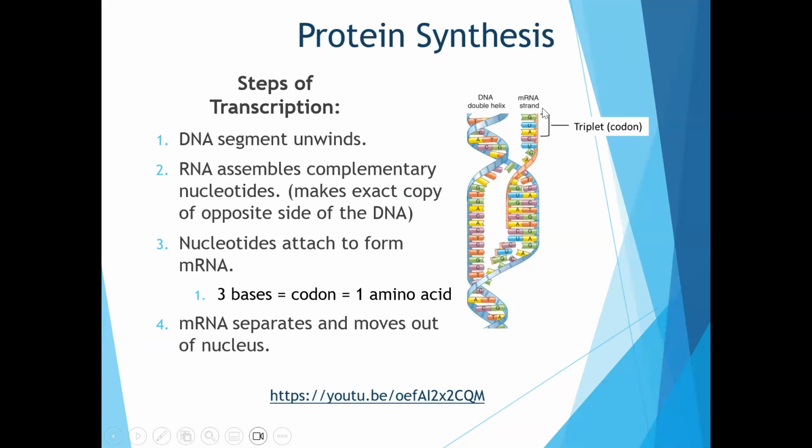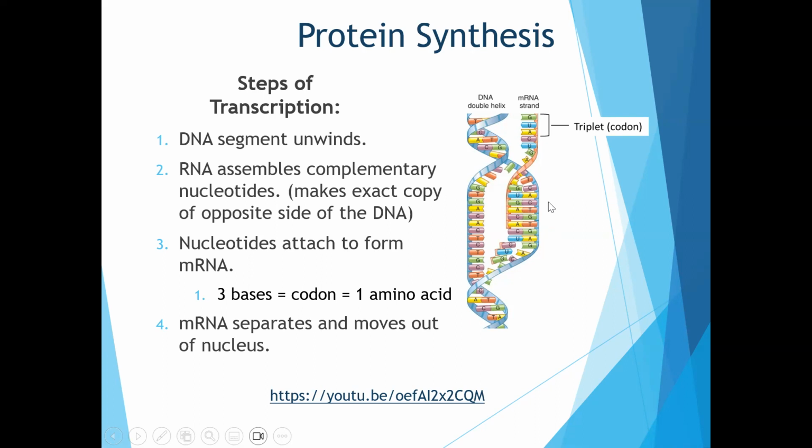So the RNA, in this case mRNA, is going to make an exact copy of the opposite side of the DNA. So you see it unwinds. We have our mRNA starting to attach its complementary nucleotides. Like we said, you still see G and C together. But rather than T, when we have an A on the DNA, we're going to see a U, or the uracil of the RNA, bind with it.